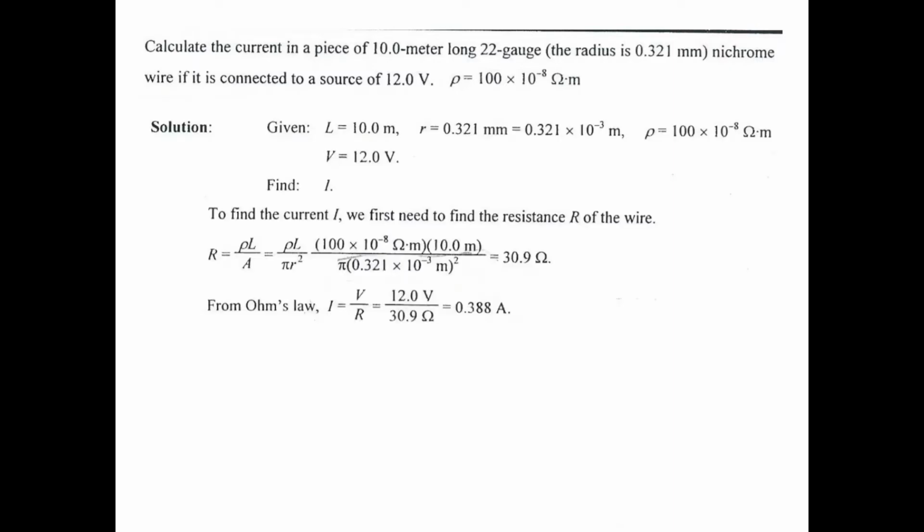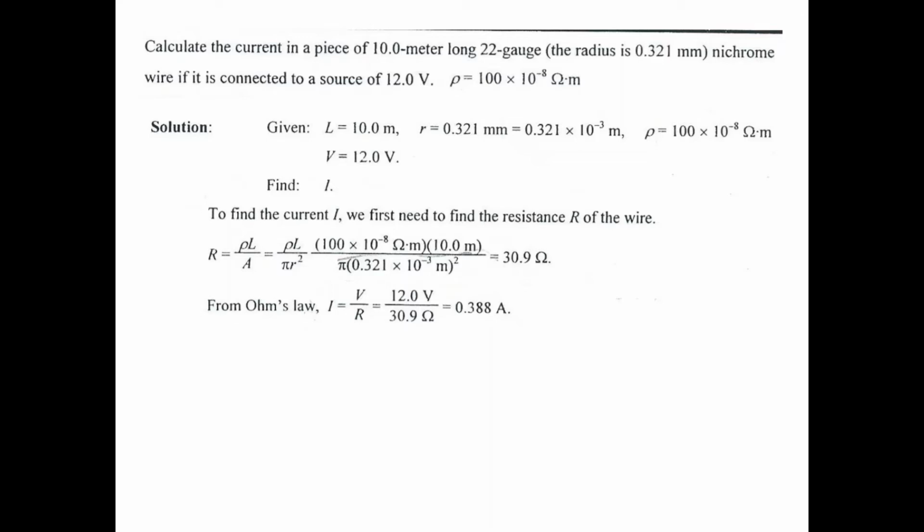Alright, so here's the solution. The quantities are L is equal to 10 meters. You know that the radius is 0.321 millimeters. Remember, convert that into meters, which is 0.321 times 10 to the minus 3 meters. You know that rho is 100 times 10 to the minus 8, and V is equal to 12 volts. First, we need to find out what I is. So what is I? That's the question.